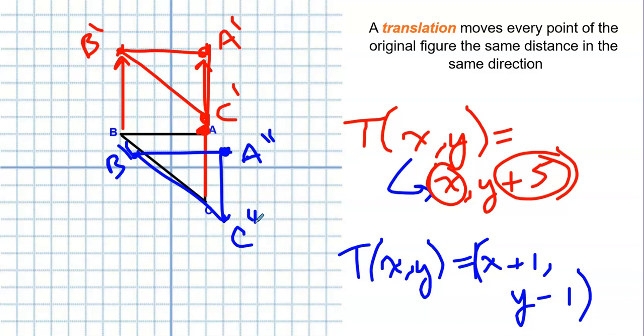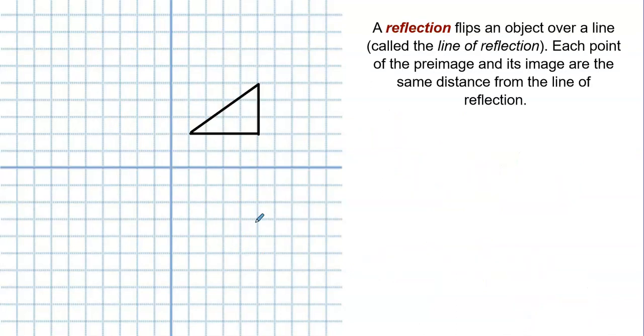So that's a translation. A reflection, which is the next type of transformation, flips an object over a line called the line of reflection. Each point of the pre-image and its image are the same distance from the line of reflection. And you may have noticed this when looking in the mirror, that objects in the mirror appear to be the same size and the same distance away from the mirror as the actual objects that are producing the image. Not to be confused with some mirrors on the right sides of cars that say objects in the mirror are closer than they appear to be.